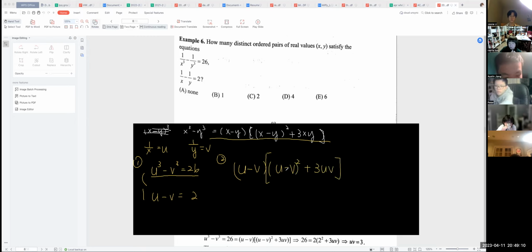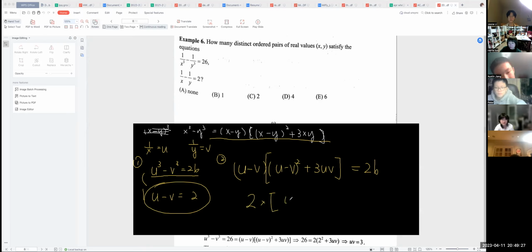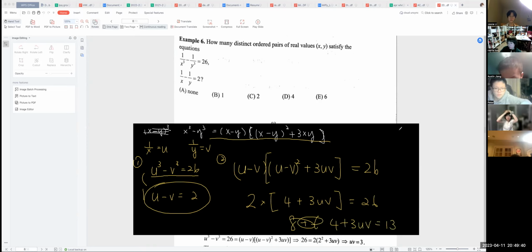That is something I give you the formula time, right? So formula table, which is 26, correct, everybody? Okay. So why we're having this? Because we know u minus v equals what? U minus v equals 2, right? So it's 2 times 4 plus 3uv equals 26. So 4 plus 3uv equals 13, correct? So 3uv equals 9. So uv equals 3.